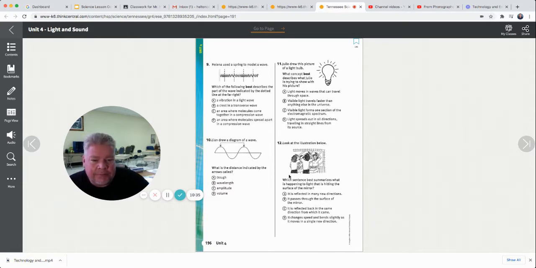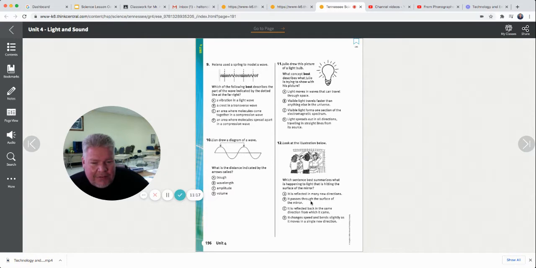Number 12. Look at the illustration below. So we've got two girls maybe getting ready for school in the morning. Which sentence best summarizes what is happening to light that is hitting the surface of the mirror? Okay, well, what do we learn about mirrors and light? We learned that we see our reflection, right? So mirrors reflect light. So let's see which answer goes with that. A, it is reflected in many new directions. Well, that talks about reflection, but if it's going in many directions, I don't think we're going to be able to see it like we see in a mirror. Do you? We might come back to that. I don't think that's right.